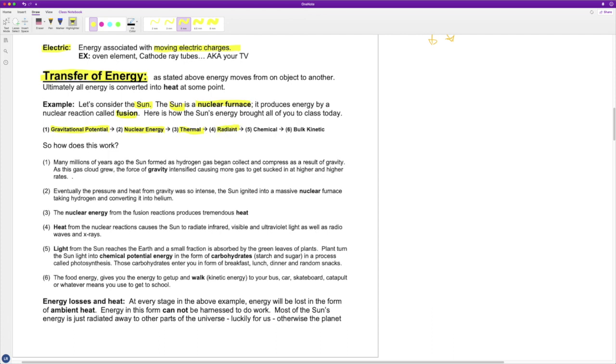That radiant energy makes it to the surface of the earth, where the plants take that sunlight and use photosynthesis to make chemical potential energy that we call glucose. And we eat that potential energy, and then we can do our day-to-day business, such as moving around. So we consume that chemical energy that helps us move our bodies, and so on. So that's how energy gets transferred all the way along.